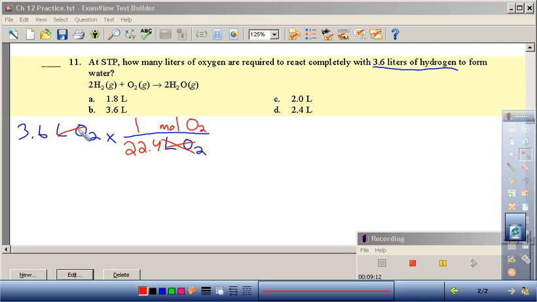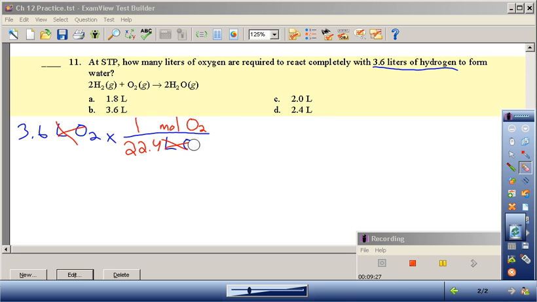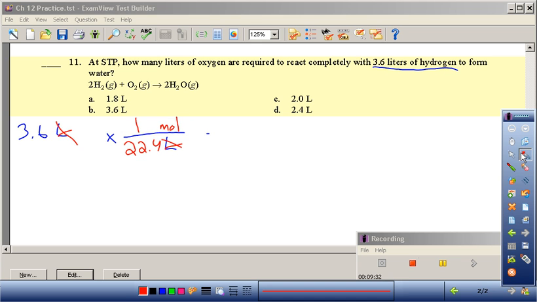I'm going to cross off my like units. Am I done? Well, I'm in moles of O2. Actually, I'm not. I'm in 3.6 liters of hydrogen. Okay, that's not going to change our problem at this point. So let me go back and fix that. I underlined it right there. So liters of hydrogen. Now I don't want hydrogen. I want liters of oxygen.